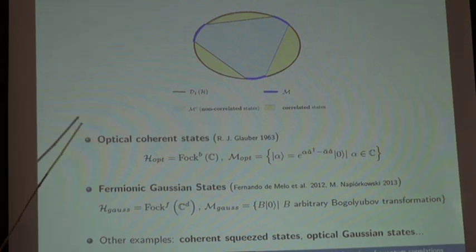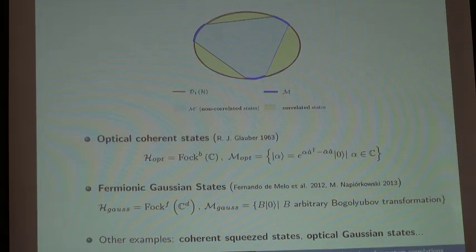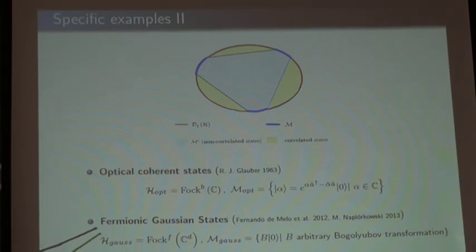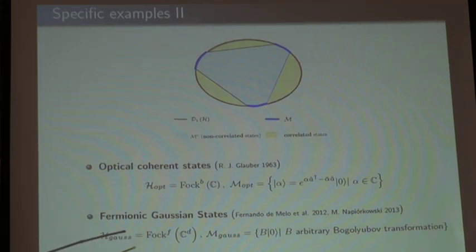The next class I consider is the class that you all know, optical coherent states. To some definitions, these are classical states. Maybe it's good to say that the uncorrelated mixed states in this case are those which have a positive P-representation, and the correlated ones don't have the positive P-representation.